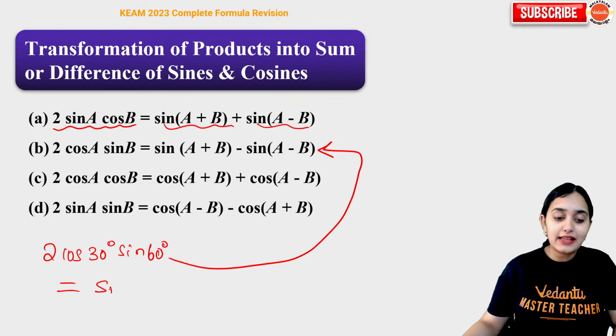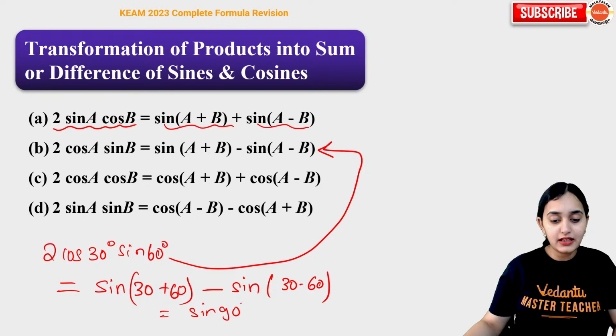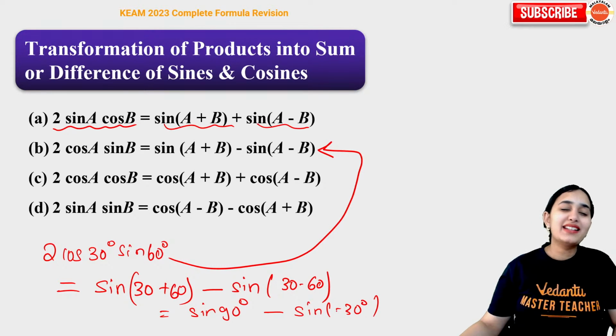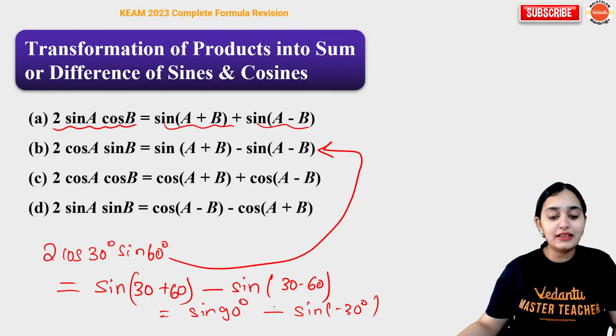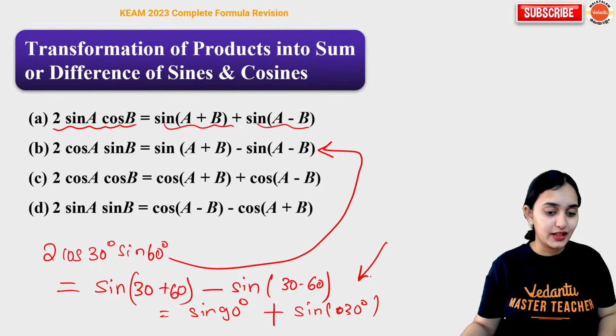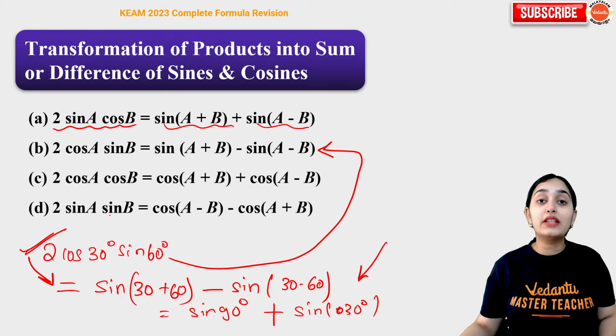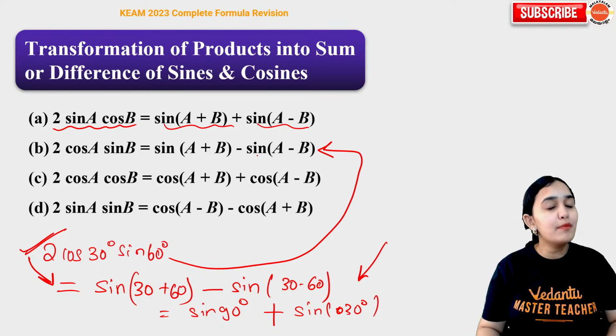It is written as sine 30 plus 60 minus sine 30 minus 60. So, this will be basically sine 90 degree minus sine minus 30 degree. Minus sine minus theta is minus sine theta. So, it will be plus sine 30 degree. Now, in the options, you see that, oh, in the option, sine 90, sine 30 is given. That means my answer is correct. I just have to transform it like this. So, therefore, these formulas are important.